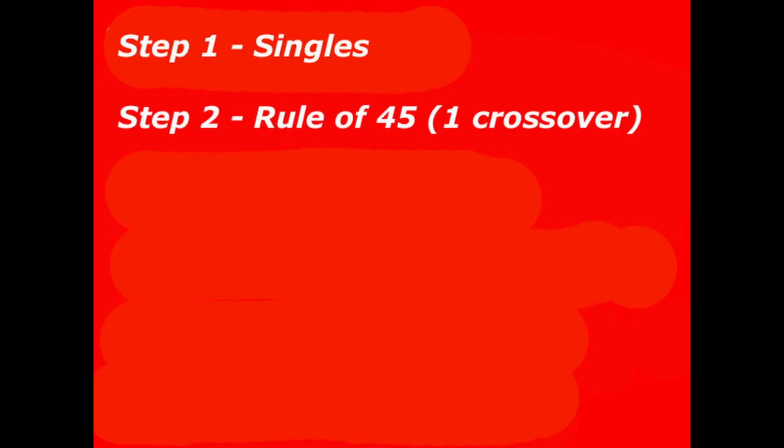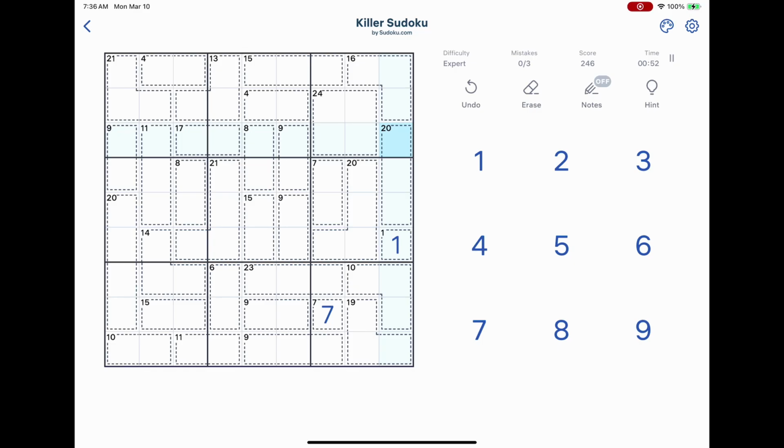Step 2, Rule of 45 with 1 crossover. Now we're going to apply the Rule of 45. We're looking for a block with 1 crossover. The first one is in block 6 and it's an outsider, that is, the square whose value we're trying to determine is outside the block and is an extra square. Add up the 10 squares. 20, 7, 20, 1. That's a total of 48, so the extra square must be 48 minus 45 is equal to 3.